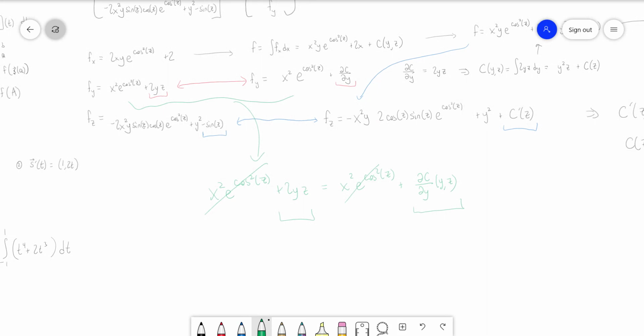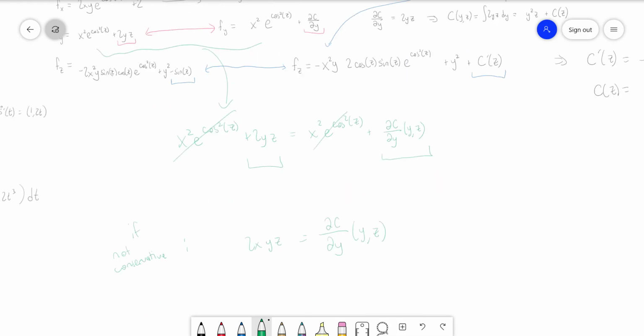If your vector field were not conservative, what would have happened is, after canceling anything out that you could have, you would have had something like this perhaps, as an example. So something like this would have happened where now on the right-hand side, we have something that should have been a function of y and z only. But on the left-hand side, we still have some x's left over after canceling what we could, okay?